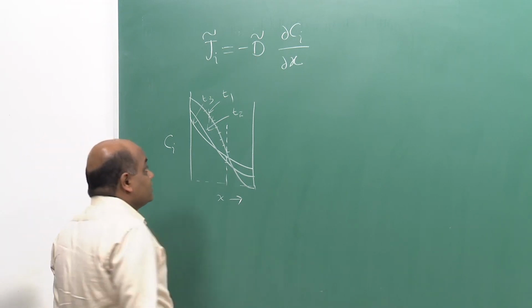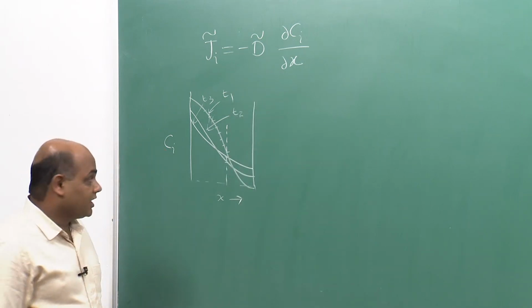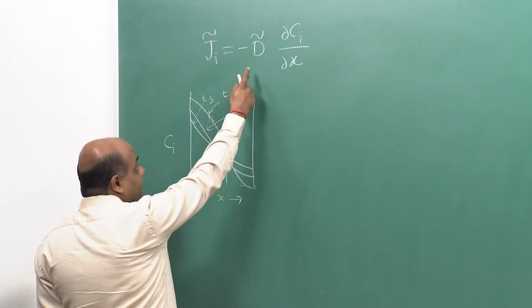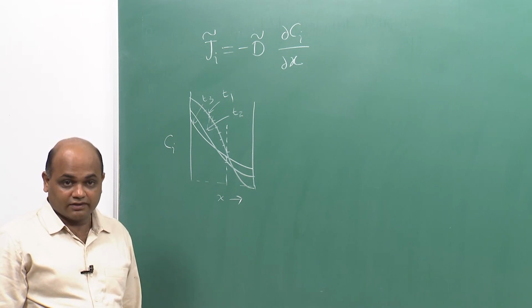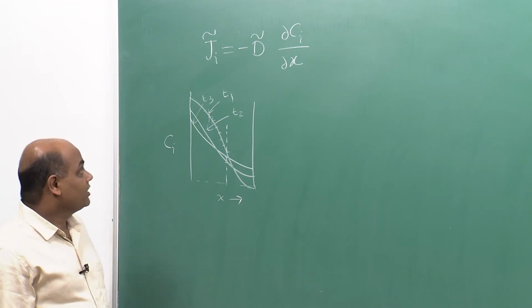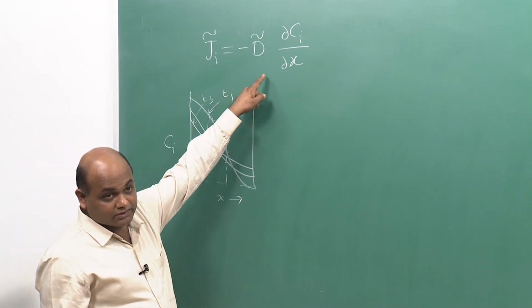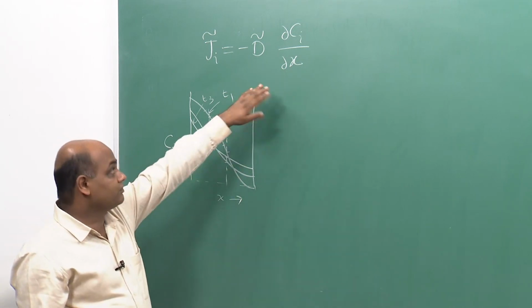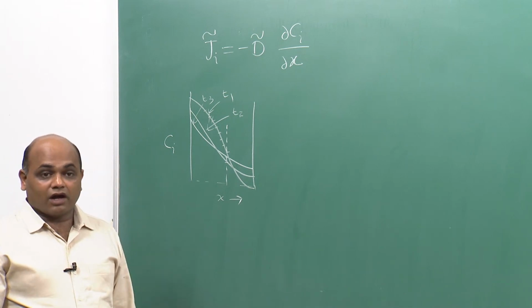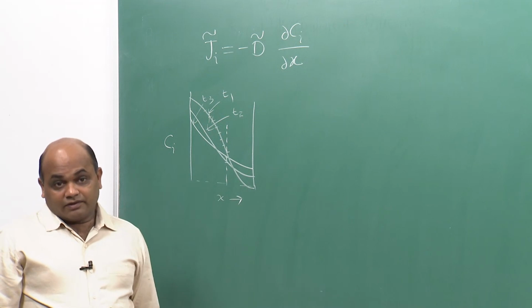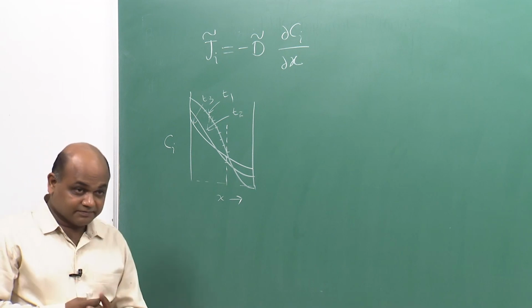Okay, now, there is one more thing: D tilde is a function of composition, and since composition varies with x and t, our diffusion coefficient in this equation is also varying with x and t. So, D tilde is not constant, that is, not independent of composition, but varies with composition, and since composition varies with x and t, D tilde varies with x and t. So, that has to be taken into account whenever we solve the equations for predicting evolution of concentration profiles. Okay, so, how do we overcome this?